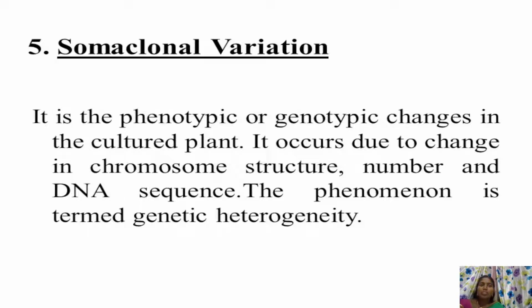Next problem is somaclonal variation. It is a phenotypic or genotypic change in the cultured plant. It occurs due to the change in the chromosome structure, number, and DNA sequence. This phenomenon is called genetic heterogeneity.